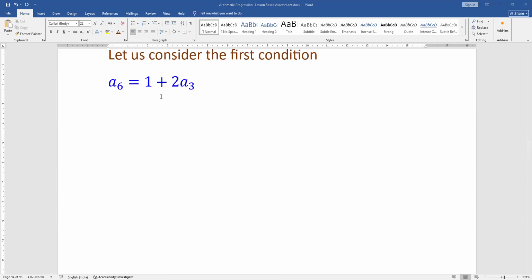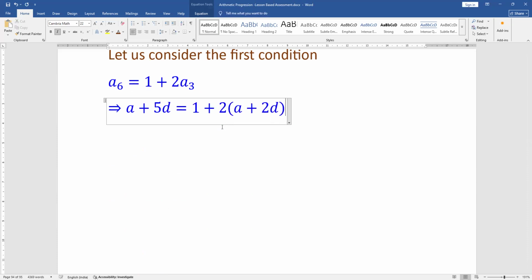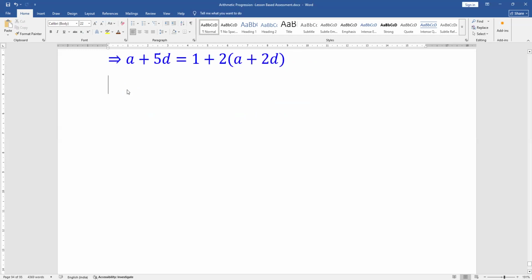Now, what is a6? How can we write it in shortcut form? I can write 5 plus 5d equals 1 plus 2a3. 2a3 can be written as 2 into a3, which is a plus 2d. Yeah, you should write it like this. Next, a plus 5d.